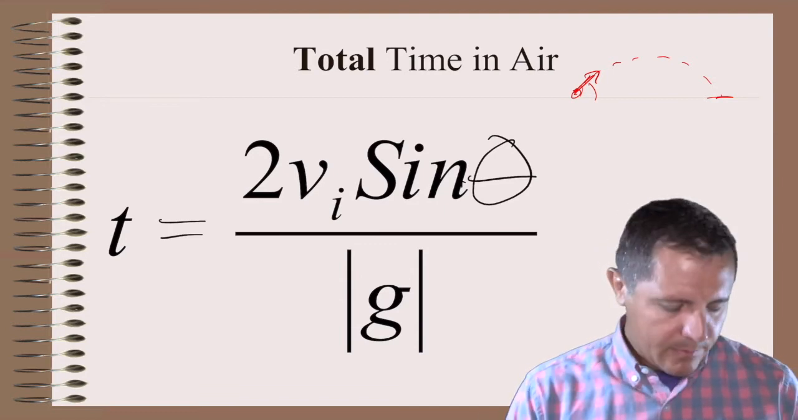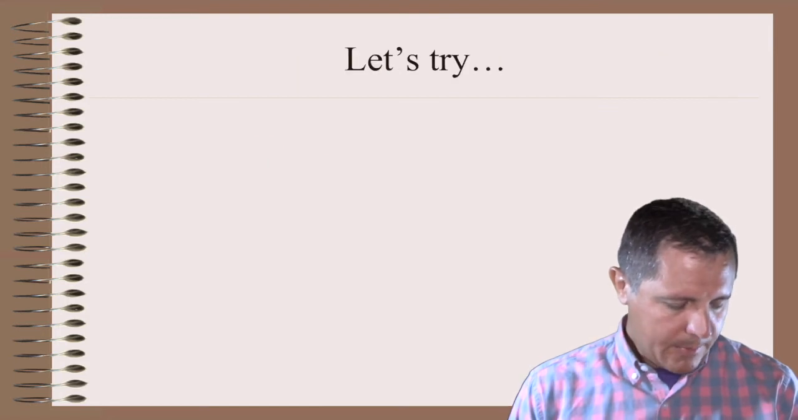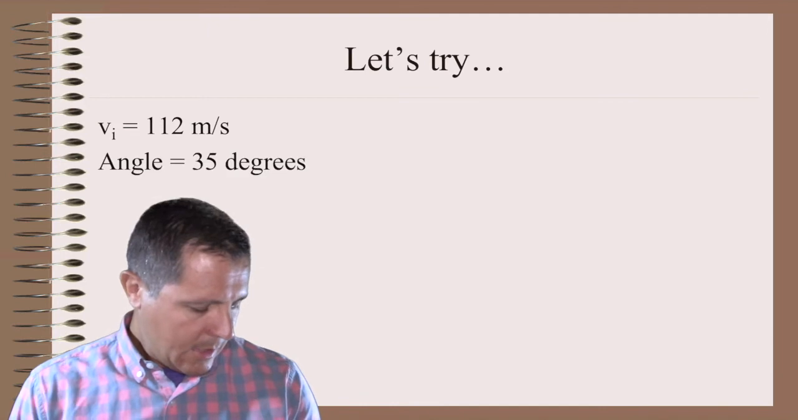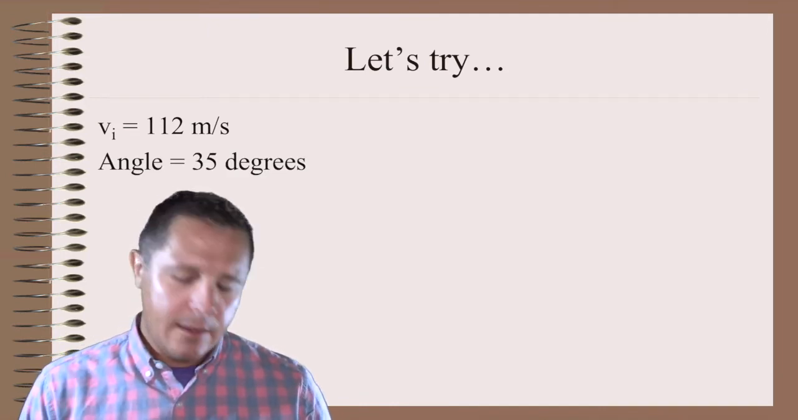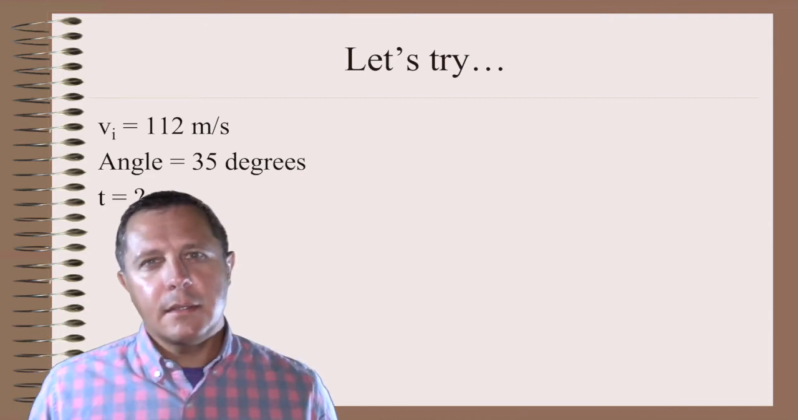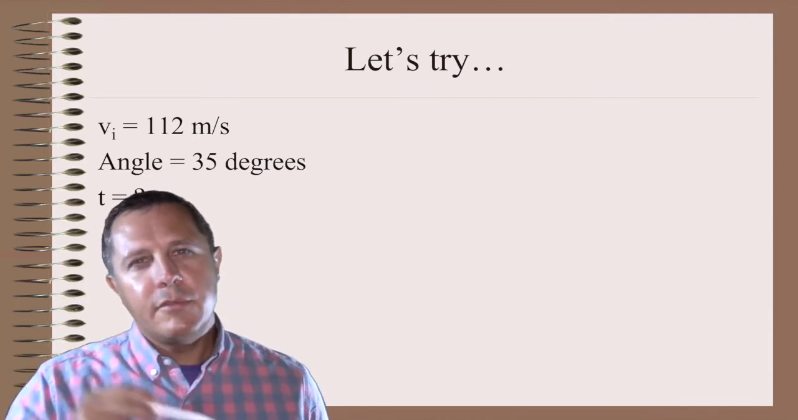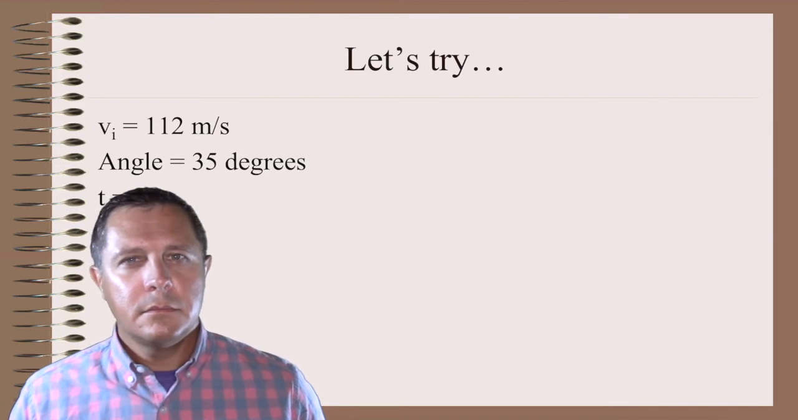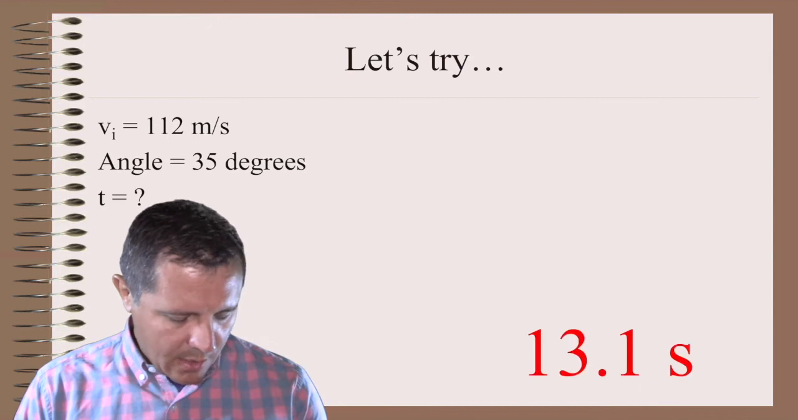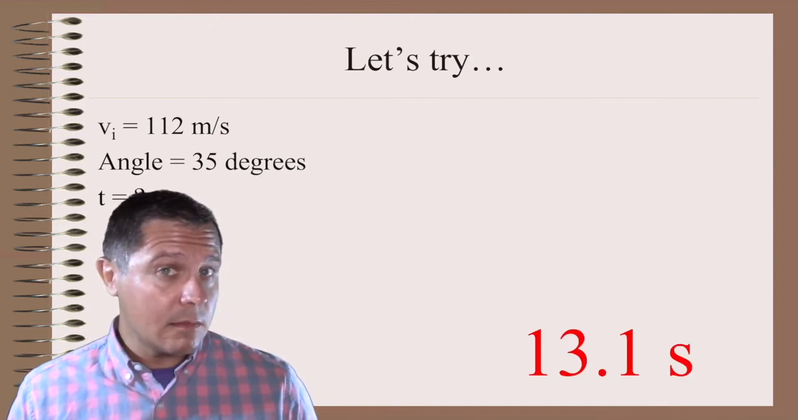So let's try that. Same numbers. All right? So I have an initial velocity of 112. I have an angle of 35 degrees again. What will be that time? I'll give you a minute to calculate. Pause me here and figure it out. Okay, how do we do? Did you get an answer of 13.1 seconds?